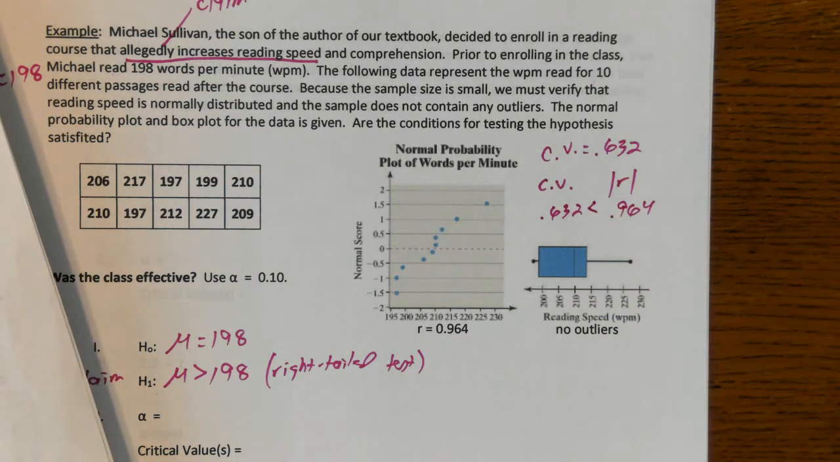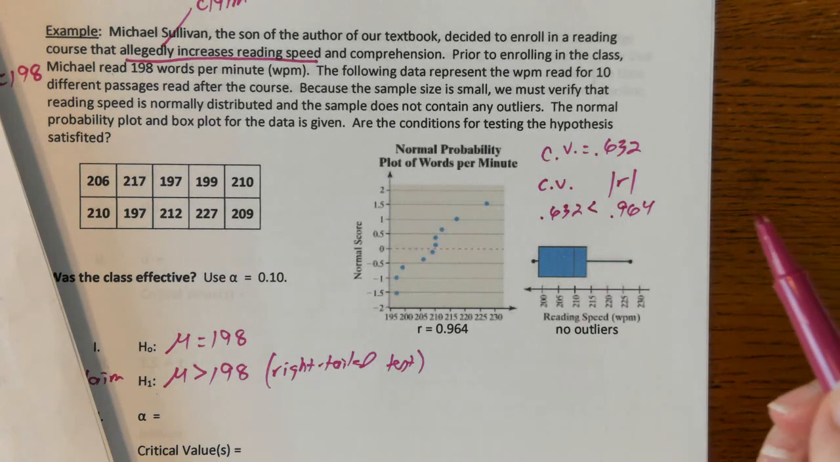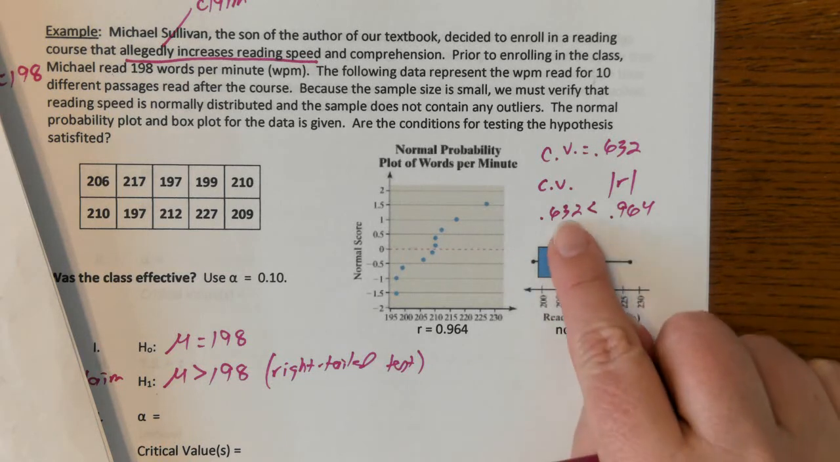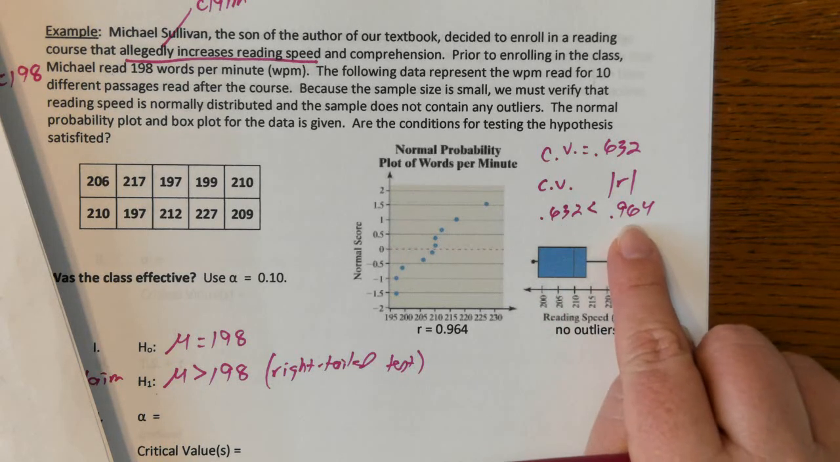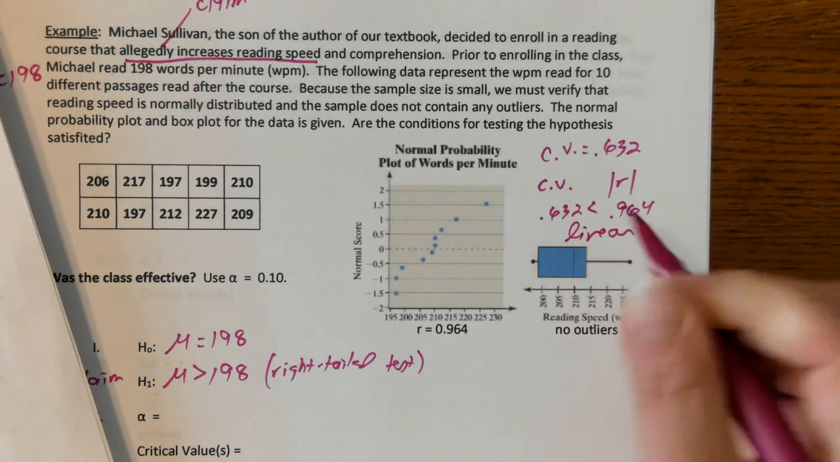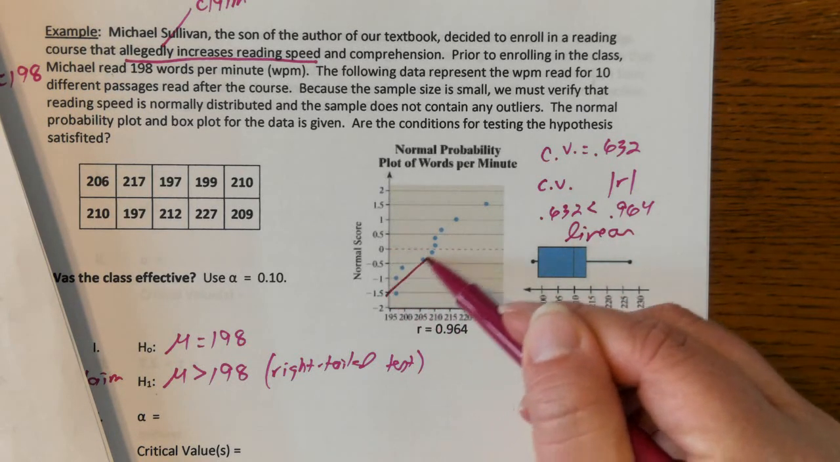And remember we said that if the absolute value of r is closer to 1 than the critical value, then that means it is linear. Well, yeah, 0.632 is definitely smaller than the r value of 0.964. So yeah, this is linear. It's not a perfect straight line, but it's real close.